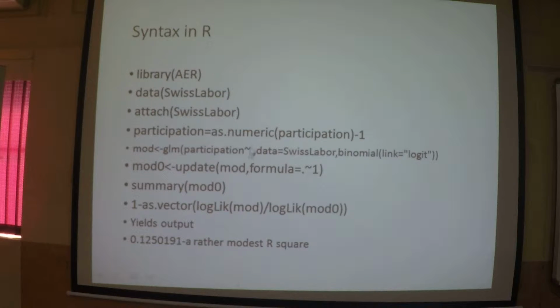If you put just a dot here, then all the variables. If you put just a 1 here, then only the constant, which is the constant, right? So this is the restricted model, this is the unrestricted model.